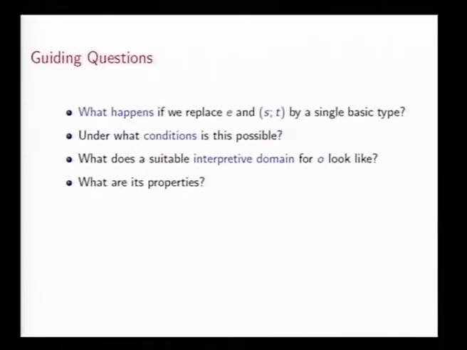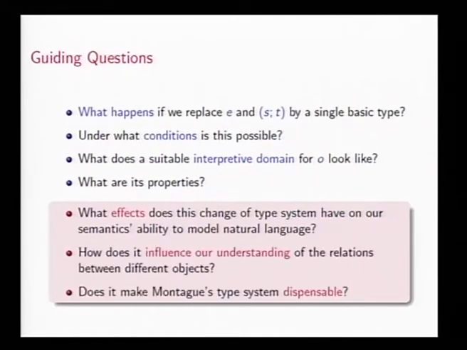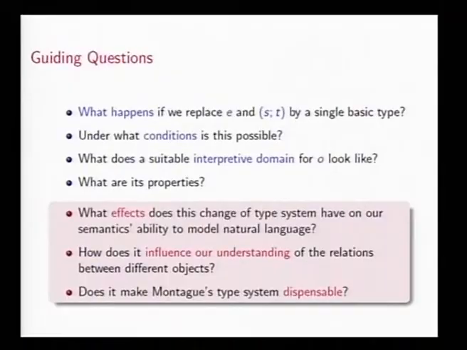Maybe philosophically more interesting questions are the questions of what effects this change of type system will have on the ability of our semantics to model natural language, how such change will influence our understanding of the relations between different types of objects, and whether in the end this will make Montague's type system dispensable.